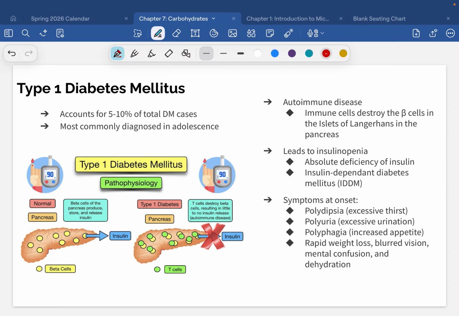However, it is the most commonly diagnosed type of diabetes in children. So if a person has diabetes diagnosed as a child, it is most likely type 1 diabetes. All right. Now, type 1 diabetes mellitus is an autoimmune disease.